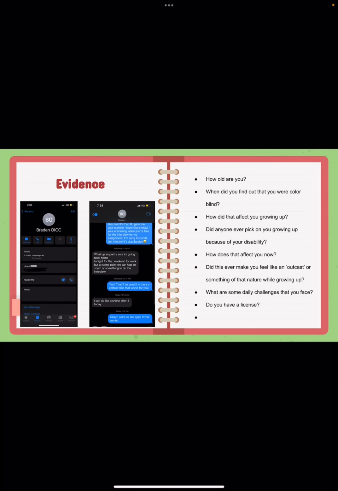It's evidence. On the left side are the messages that I exchanged with my friend about setting up a time for the phone call interview, and then the other screenshot is of the interview. It was about 20 minutes long. And on the right hand side are just the questions that I asked throughout the interview.